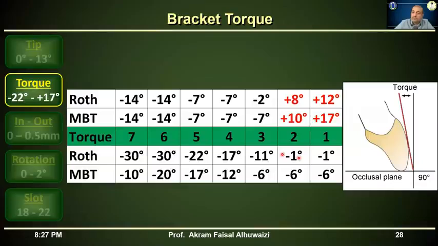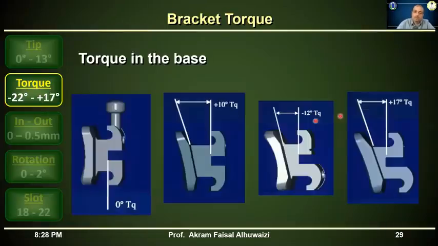Another thing is that in the MBT system, to compensate for the loss of the tip, they increased the amount of torque. And as you can see, the amount of torque in the upper incisors is more. So that's the basic philosophy of the MBT system. You have more torque in the upper incisors, which is going to be helpful in the coming slides.